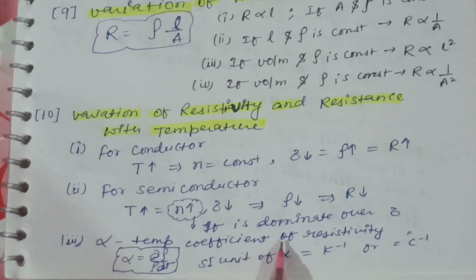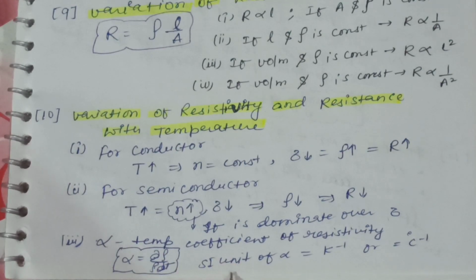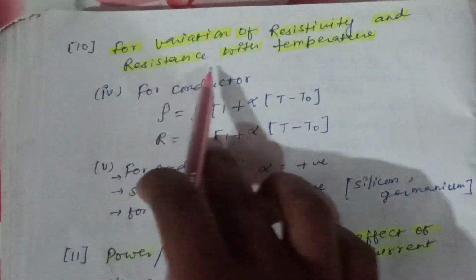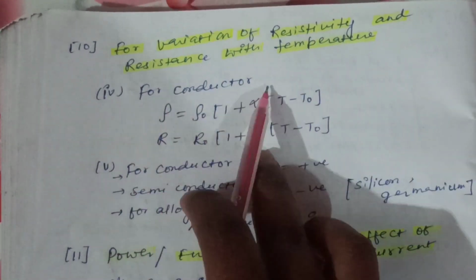Alpha is the temperature coefficient of resistivity. Alpha is equal to delta rho upon rho delta T. The SI unit of alpha is K to the power minus 1.